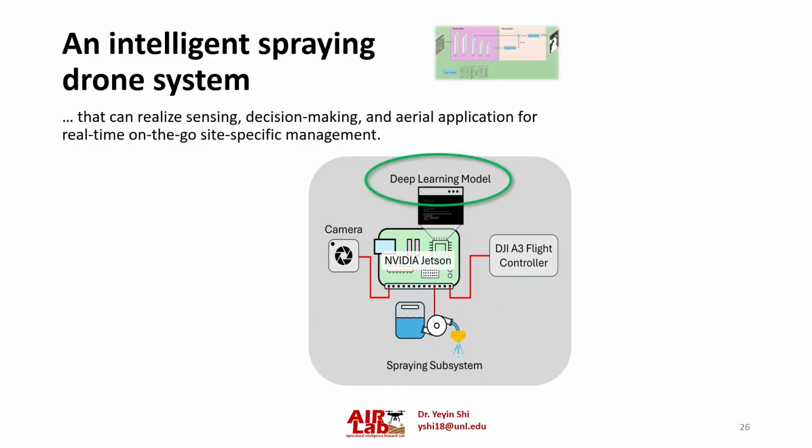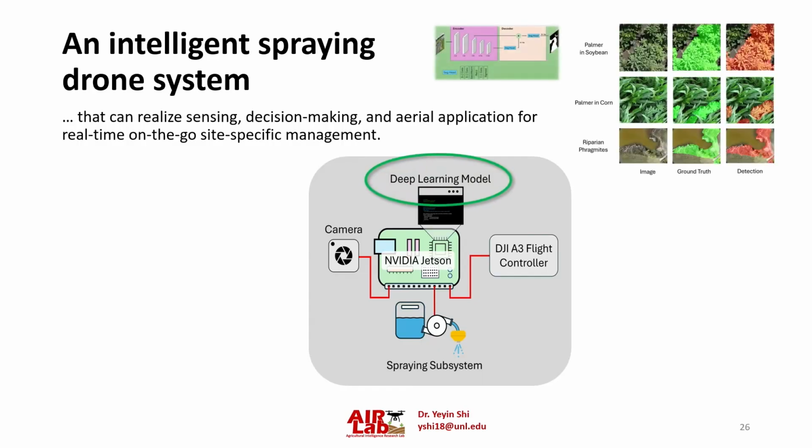We have the deep learning model there. What it does is automatically detect, in this case, weed detection. I'm showing 3 examples here: Palmer in soybean, Palmer in corn, and also the Phragmites in the riparian area. For this particular case, I'm showing the semantic segmentation, which is the pixel-wise classification. We also can do the object detection there.